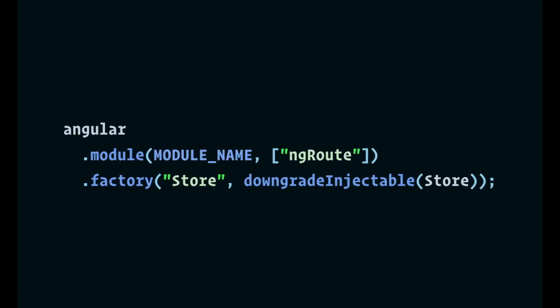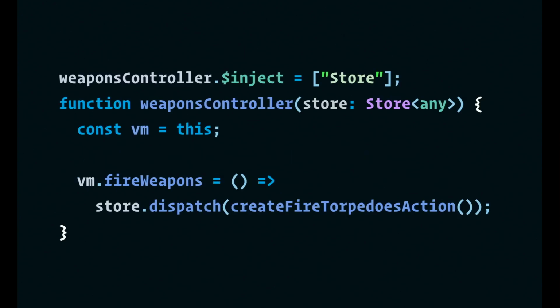After our business logic is migrated, we're now ready to downgrade the store using ngUpgrade and use it in our AngularJS application. So in our AngularJS module, we can use the downgradeInjectable method from the ngUpgrade library and create a factory named store and then use it in our AngularJS components.